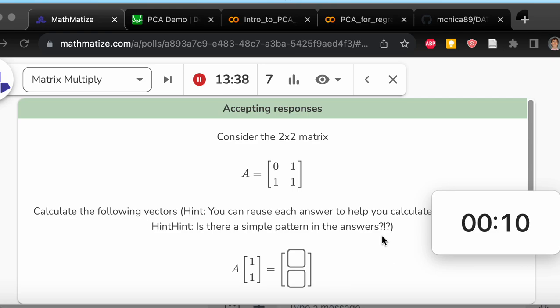Okay, just like 10 seconds left. Hopefully you spotted the pattern, and you can continue the pattern to get the last ones if you haven't had time to compute them yet.